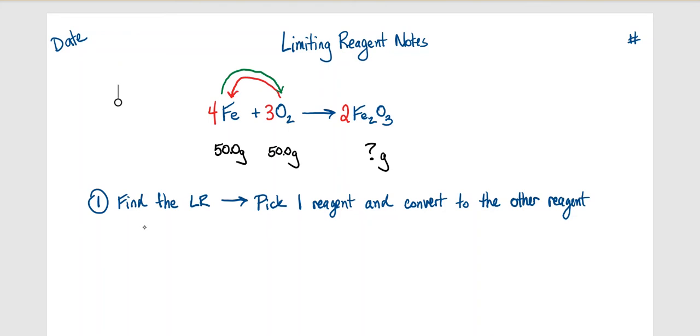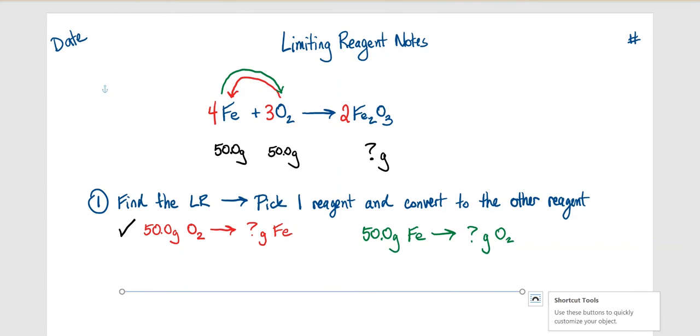So if we pick oxygen and we convert to iron, it would look like this. Or we can pick the opposite way, where we take the iron and convert to the oxygen. It doesn't matter which one you pick. Both of them will get you to the same answer. So we are going to pick this one. All right, so we're going to do that conversion.